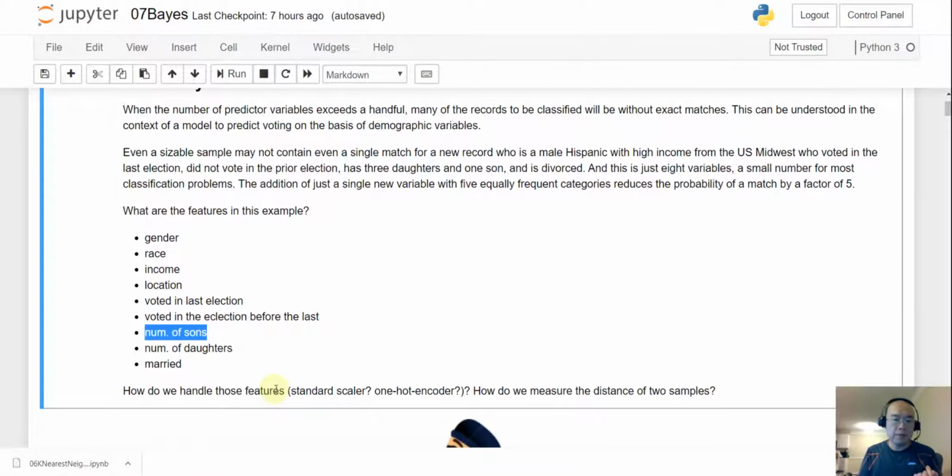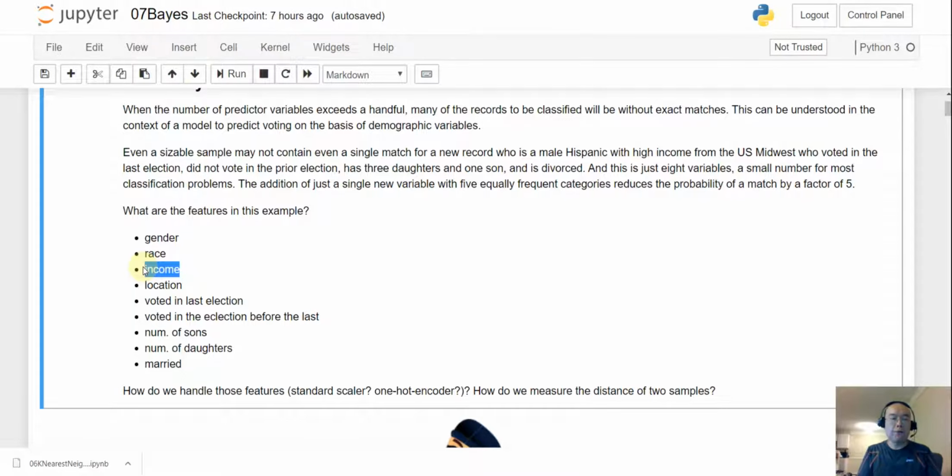And in addition, if you consider gender, race, and location, they are categorical features. They are not numerical features. And of course, we have to do a one-hot encoder. And in addition, the income can be considered a numerical feature, for example, and then we have to do a standard scaler. So even though we are only dealing with eight attributes, you may find it's hard to apply k-nearest neighbor to this kind of case.